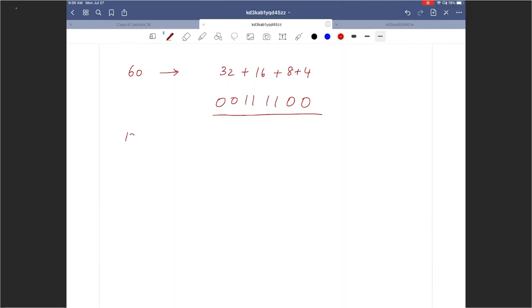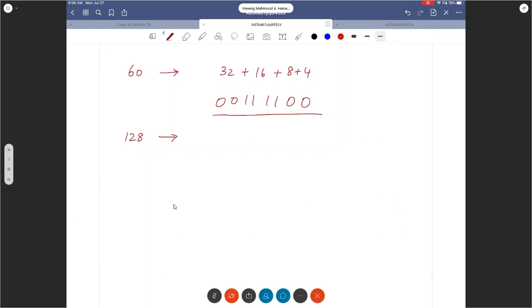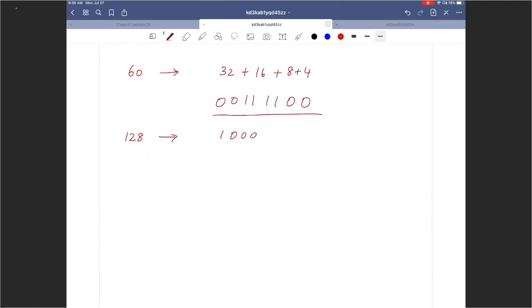Then how about 128? I think 128 you guys can tell me pretty easily. So why don't you guys tell me how 8-bit 128? Yes. 1 0 0 0 and 4 zeros.